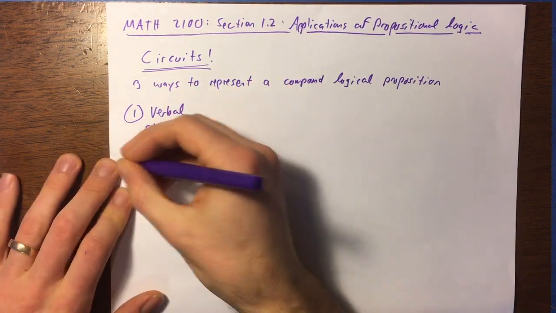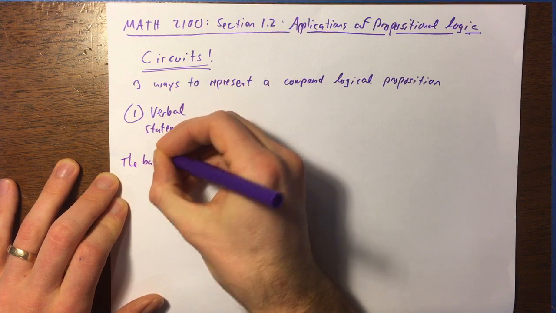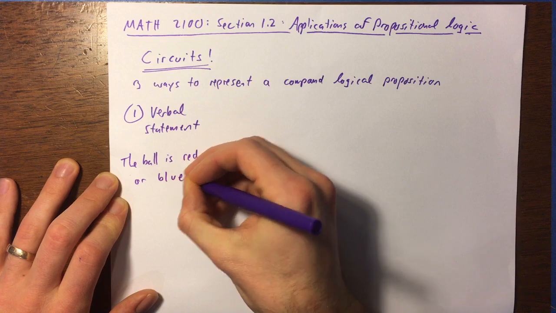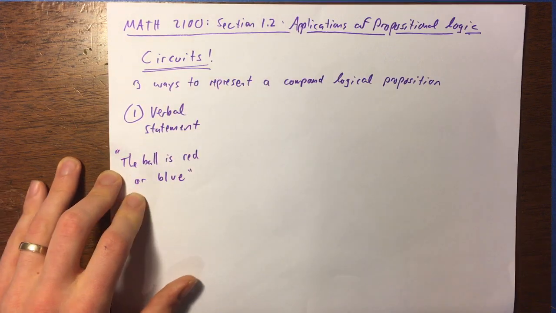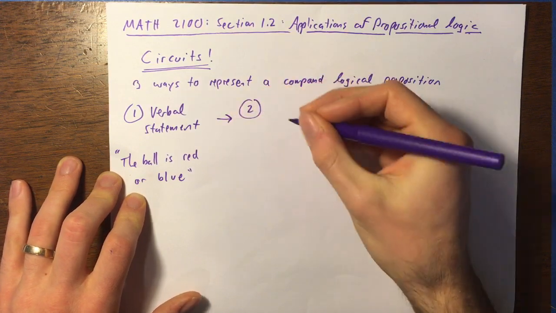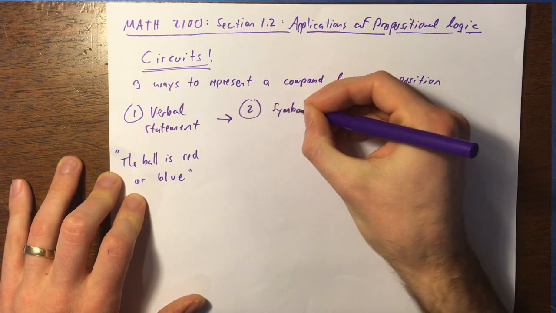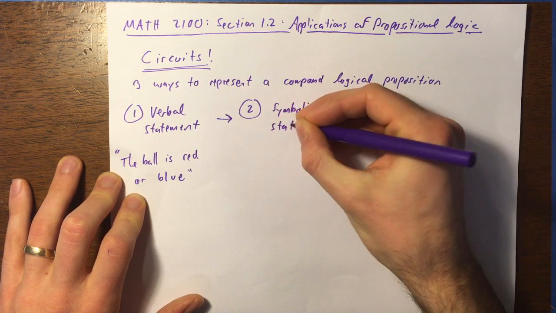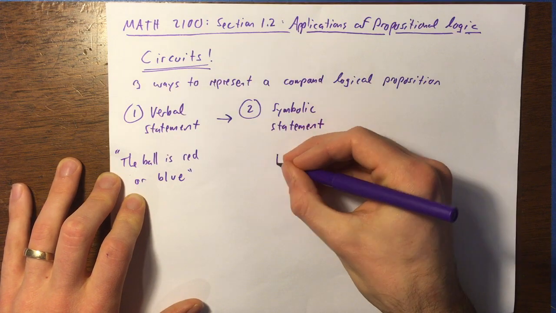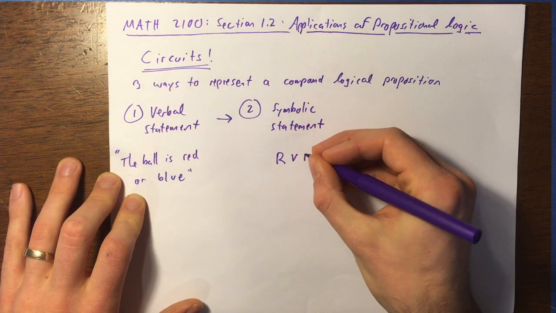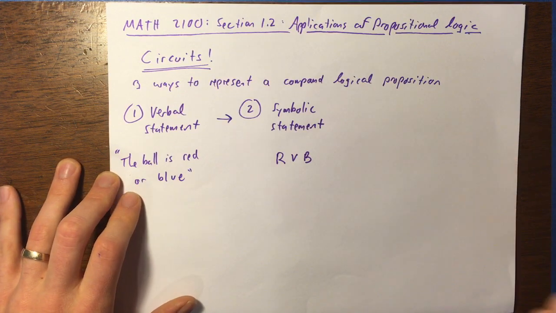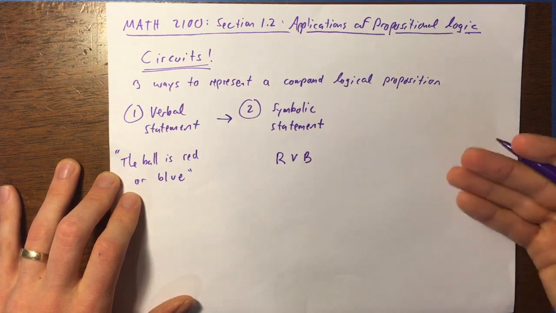Let's say it's "the ball is red or blue." That would be an example of a proposition expressed verbally. That can be translated into a symbolic statement. So for us, that's going to be the ball is red or the ball is blue. I'll represent that as R or B, where R and B are propositional variables representing the two propositions, the ball is red and the ball is blue.